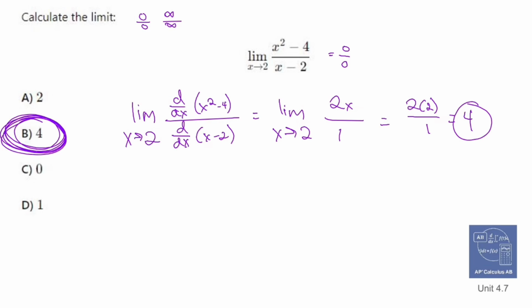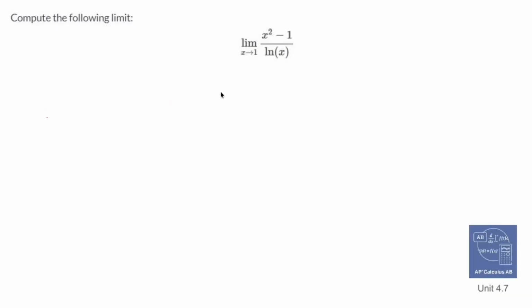So L'Hopital's rule says we don't need to factor anymore. We'll just take the derivative of the top, the derivative of the bottom, try it again, see what happens, and if it works, it works, and it did. If it doesn't work, repeat. But in this case, it worked. Everyone wins. Compute the following limit.